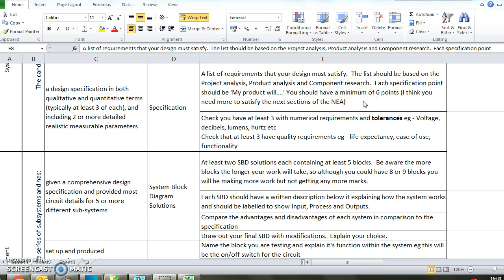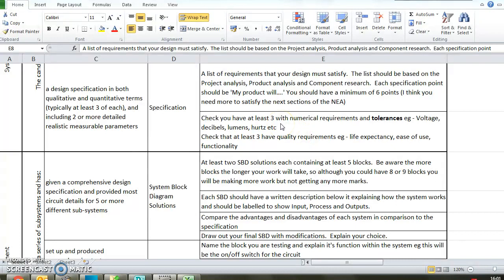I personally think you cannot easily access the top box if you only have 6 points. You can in the specification, but the specification is the foundation for the rest of your design work. And you have to have at least 1 specification point for every system block that you design later on. So 6 just doesn't seem to be enough to me. I guess it's possible if you're very, very efficient with your choice of the 6 points.